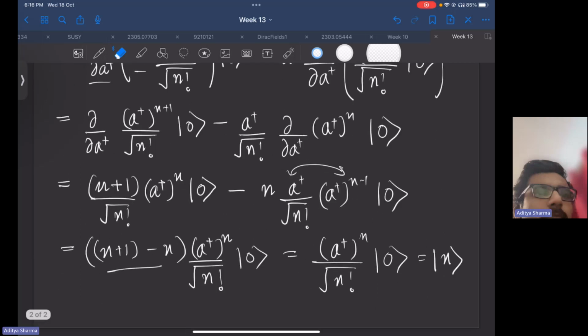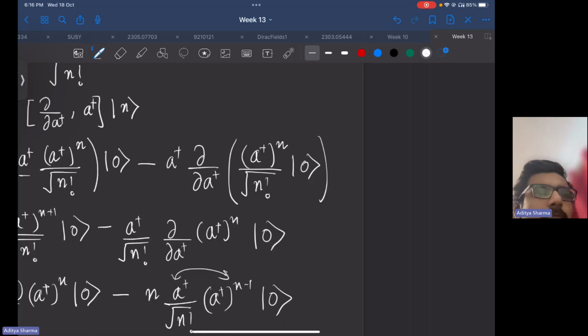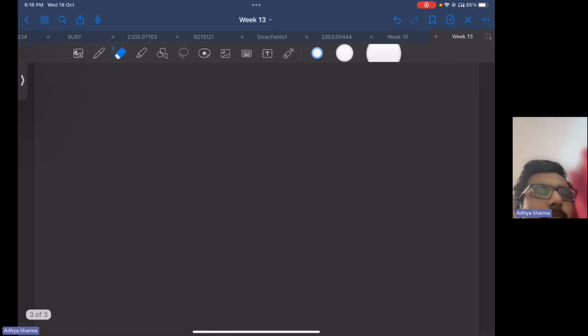This implies that this thing is 1. Okay. Now comparing this with the commutation relation.